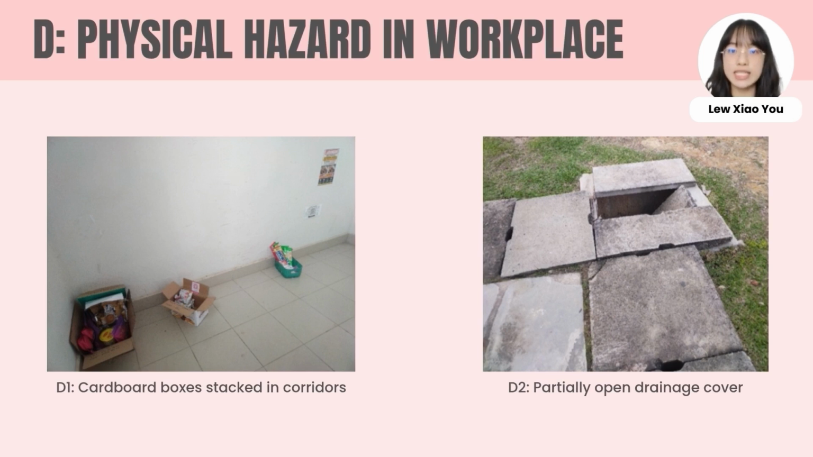For physical hazards in the workplace, the first picture shows that the cardboard boxes stacked in the corridors block the pathways, making it harder for people to move around. And in an emergency, this could slow down evacuation and put people at risk. The second picture shows that the drainage cover that's left partially open is also dangerous. It's a tripping hazard that could easily cause accidents if not fixed.